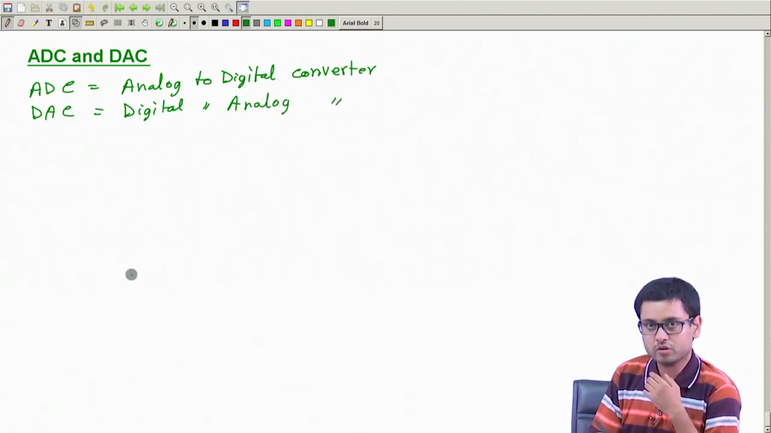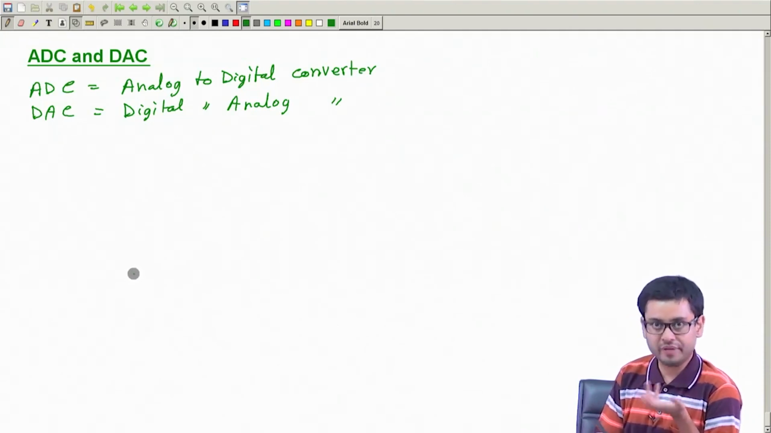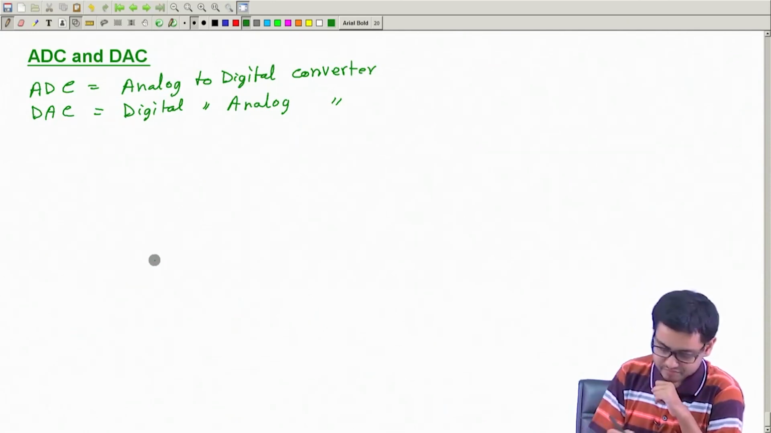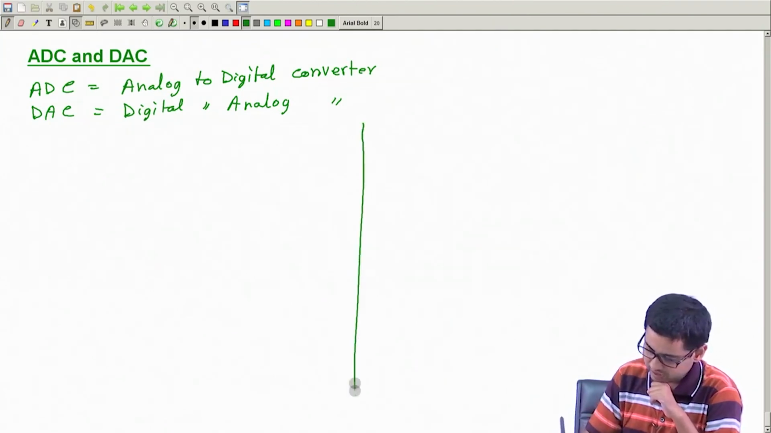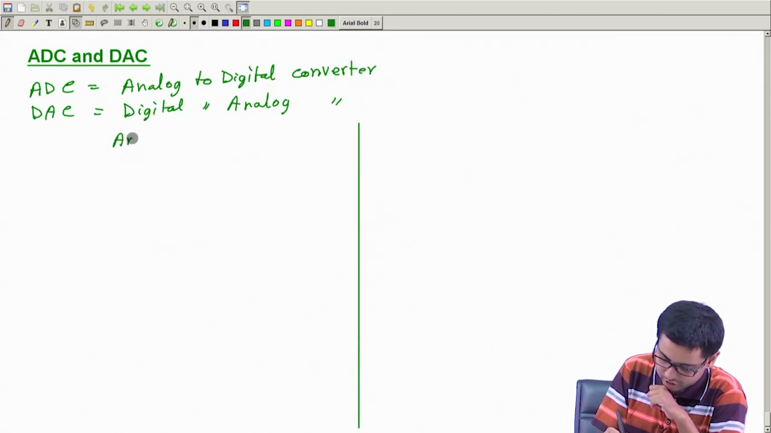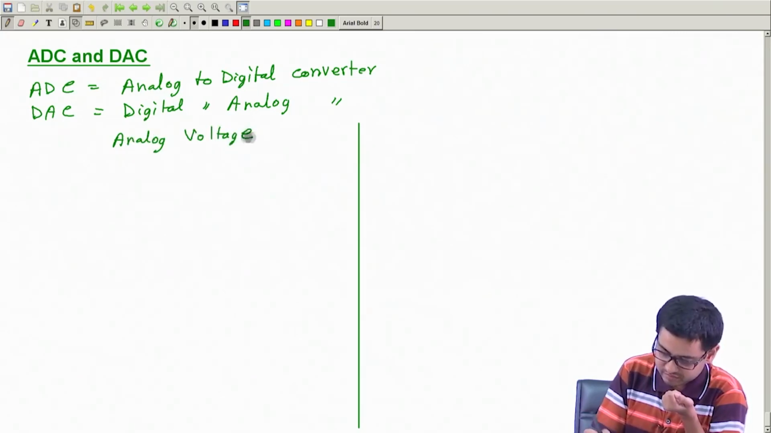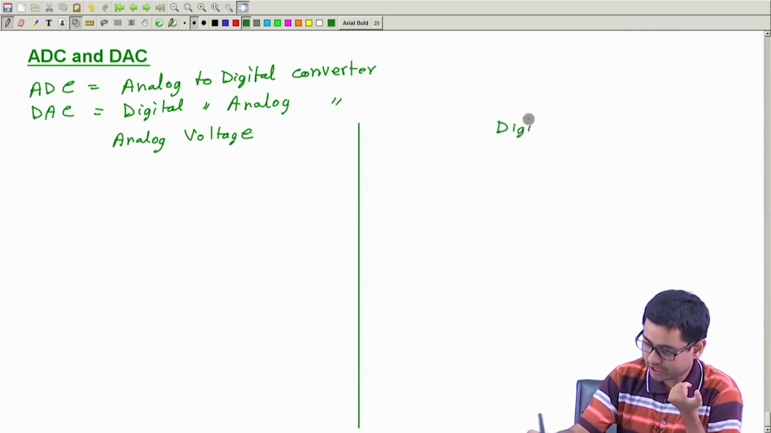Let me just recap quickly what we mean by analog and what we mean by digital. You may know it already, and we also discussed it briefly before while talking about digital voltmeters. So, analog, say we are talking about analog voltage, and we are talking about digital voltage. So we are talking about voltage.